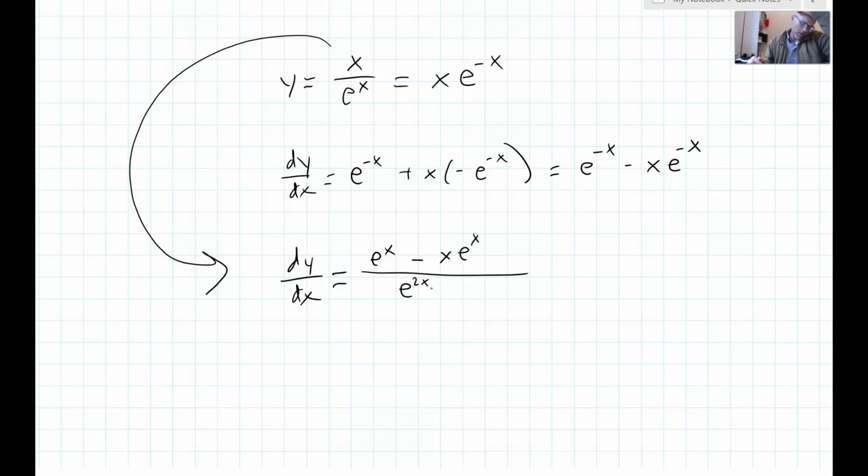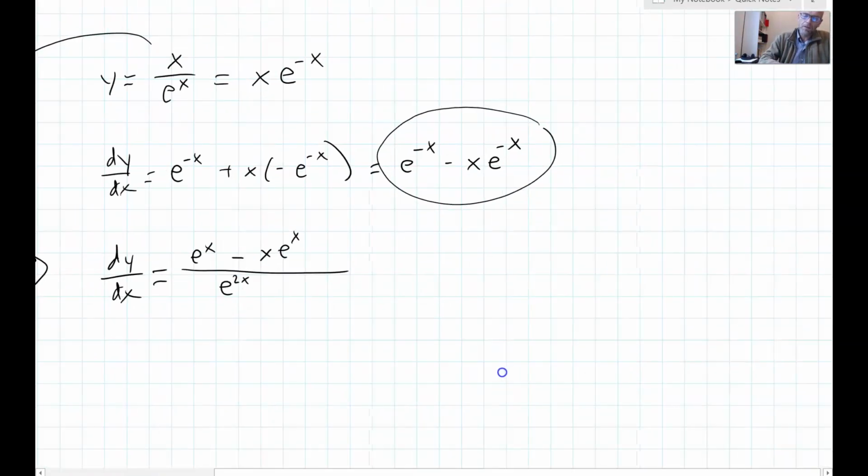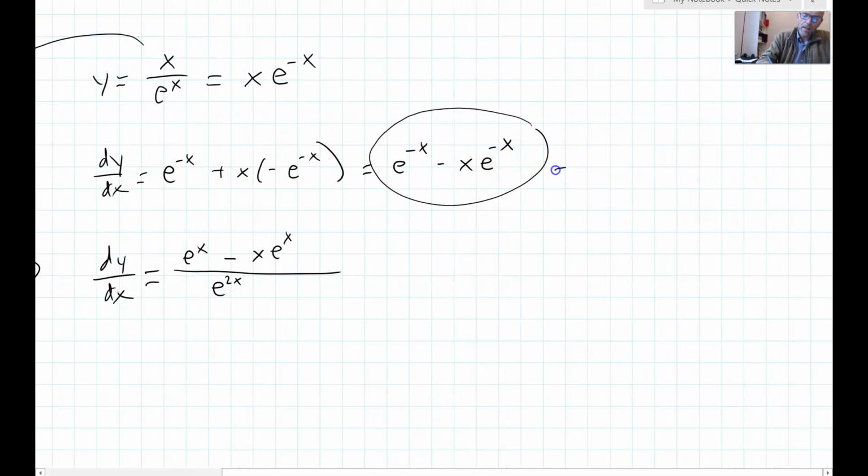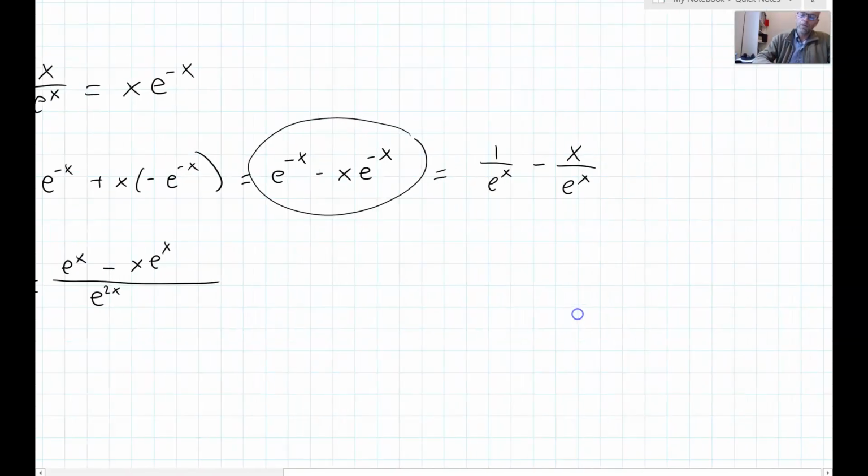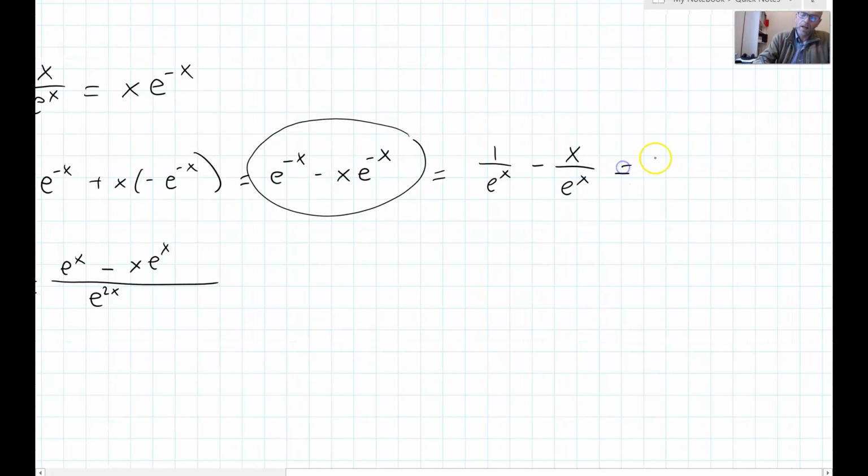So now, how do we get these to be the same? Well, let's look at what this is. This is actually 1 over e to the x minus x over e to the x. That's another way to write that, right? So we could combine this to one fraction as 1 minus x over e to the x. Do you all buy that?